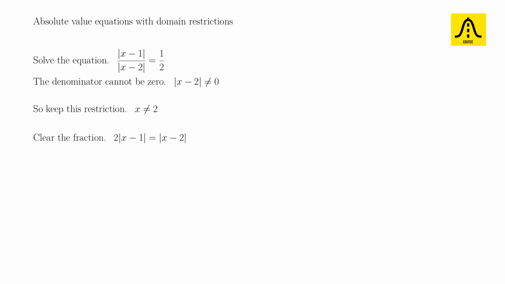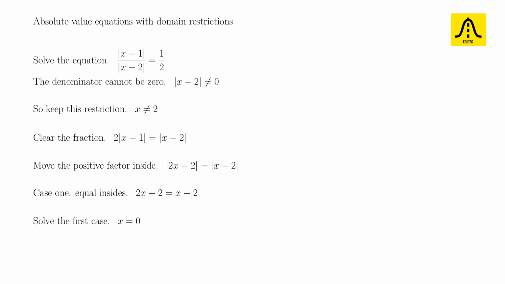Multiply both sides by 2 times the denominator. This is valid because the denominator is not 0 in the domain. Since 2 is positive, multiplying an absolute value by 2 is the same as multiplying the inside by 2. For equal absolute values, the inside expressions can be equal.